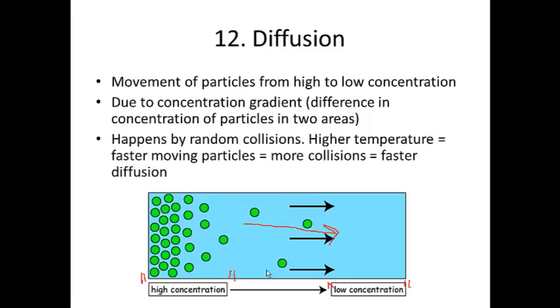This occurs from random collisions. These particles bump into each other, and that causes them to kind of diffuse apart. A higher temperature means that the particles are moving faster, so that would be more collisions, and that of course means faster diffusion.